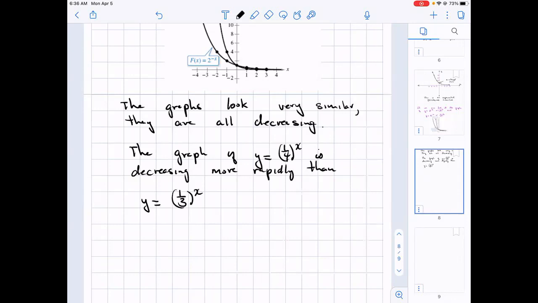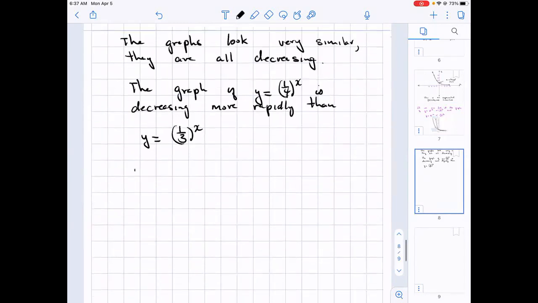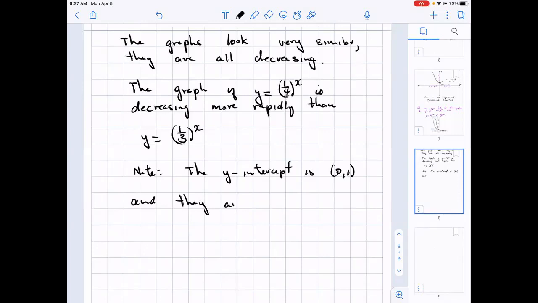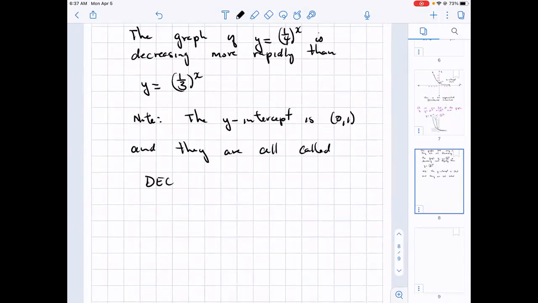So they're all decaying functions. They all share the same y-intercept. Note the y-intercept is still 0, 1, and they are all called decaying functions. They're called decaying because they decrease as you travel from left to right.